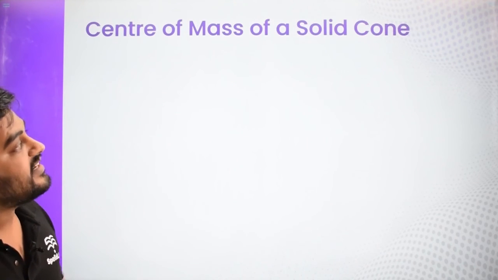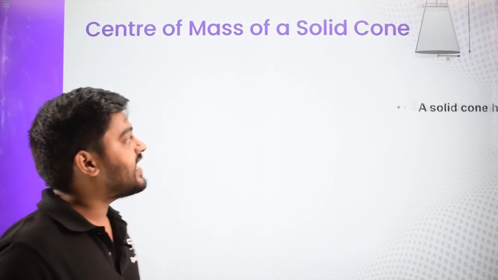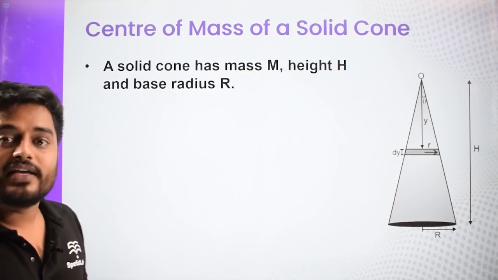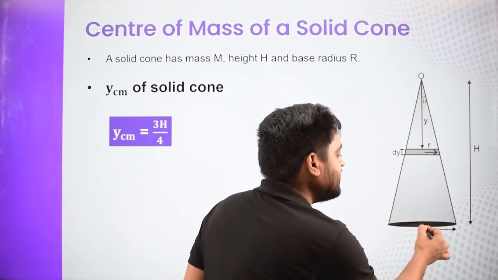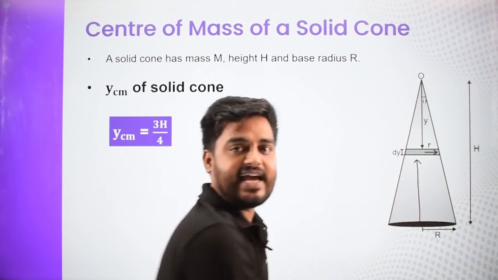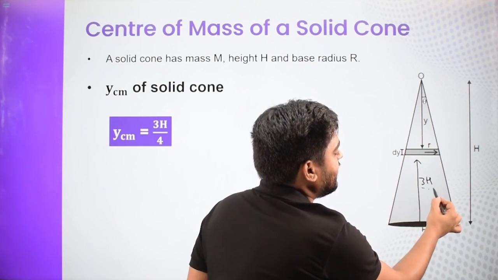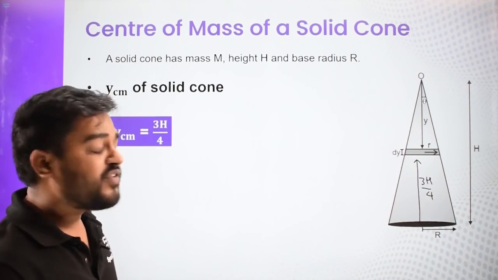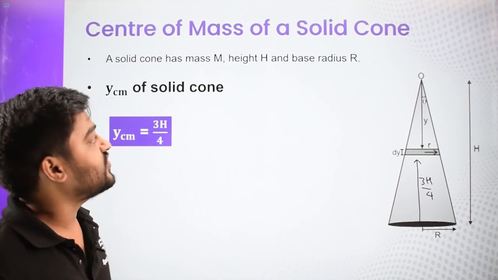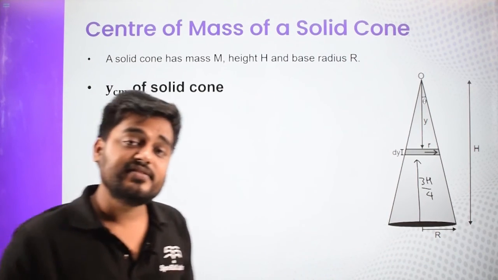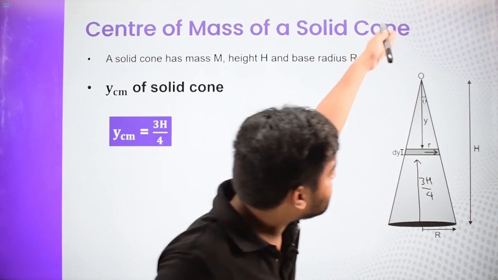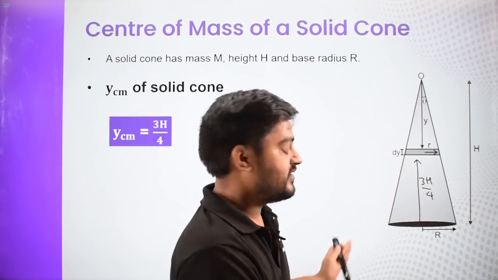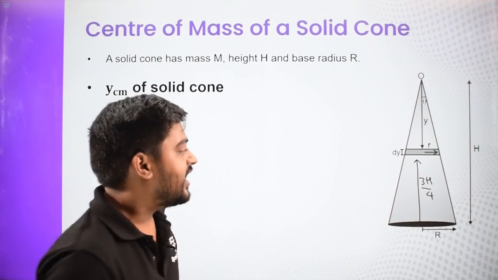Now, center of mass of a solid cone. The center of mass of a solid cone is basically found at a height of 3h by 4. So if the total height is h, then it lies at 3h by 4. What about r? Why is r not in the equation? r is the radius of the base. r is not going to affect the position of the center of mass along the y-axis. Again, it is symmetric, so xcm and zcm are 0 and only ycm you will get, and y is only given by the height.